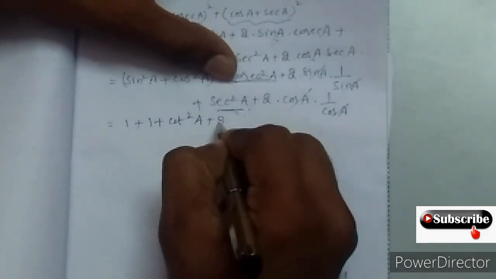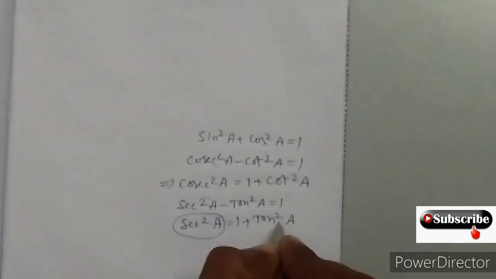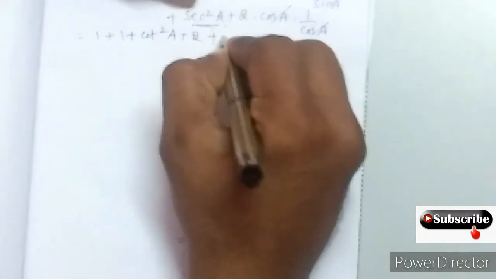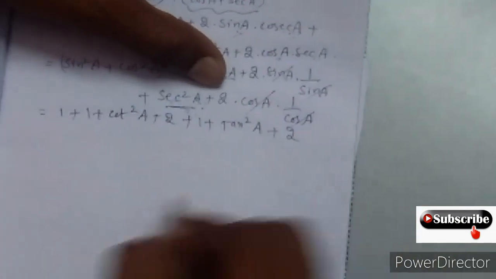You can write 2 as it is here, plus here secant square A. From this secant square A you replace it. We can use the identity secant square A minus tan square A is equal to 1. So we want secant square A. That's why find secant square A. That is 1 plus this minus tan square A, if it goes to the right side it becomes positive. So instead of secant square A, what can you write? 1 plus tan square A. Therefore instead of secant square A write 1 plus tan square A. Plus here write 2 as it is.